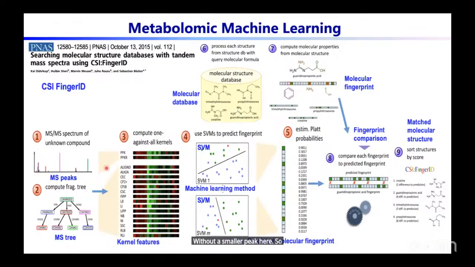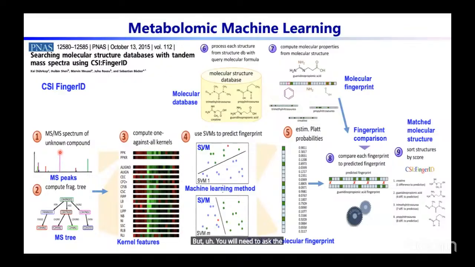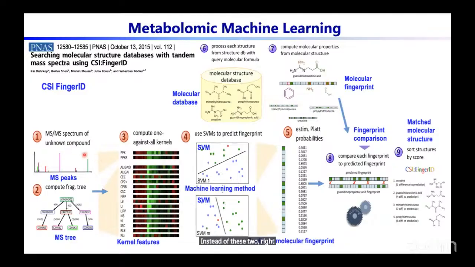So you have two solutions here, but which solution is valid? Obviously, it is up to the chemistry. That means theoretically you can add another fragment onto these two fragments. Let me put it this way: each peak corresponds to some kind of fragment, but you need to ask whether chemically it can really happen. If not, then that fragment actually belongs to somebody else. Maybe that fragment should be given to these two instead of these two, right? So how do we know that?